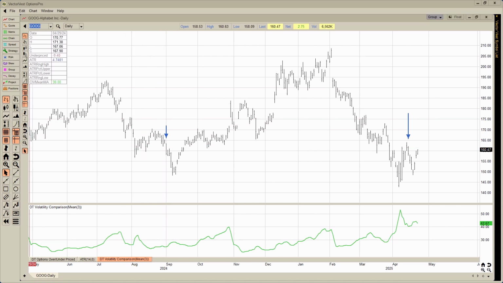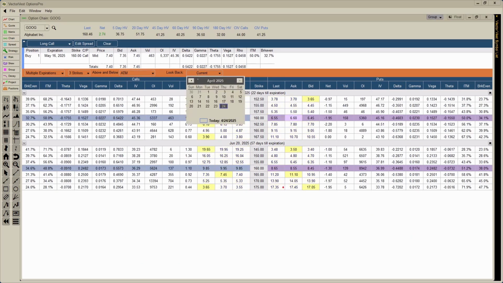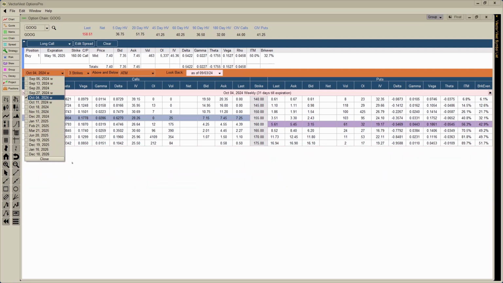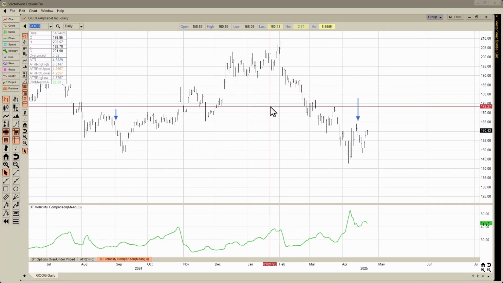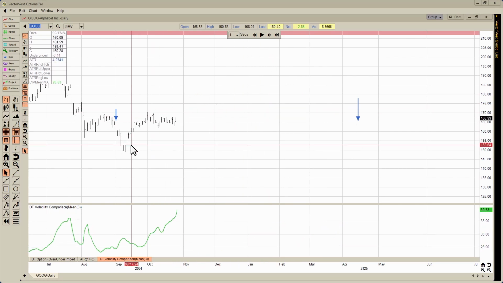So I'm going to go back into my option chain, and I'm going to go back on Google, and we're going to go back to September 3rd, 2024. And we're going to look at an option that expires on, back then, I think we're going to use October 4th. And I'll explain why I'm going to use October 4th in a minute. All right, so here's the scenario. Here's the graph again. I'm going to move the chart back to September 3rd. That's the day that we're placing this trade.